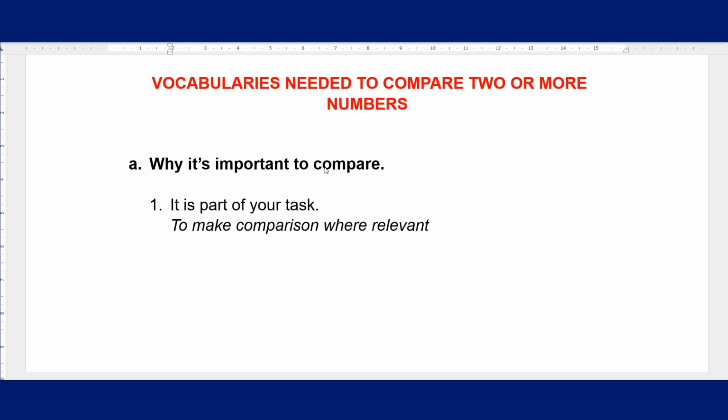So Task 1 is simply easier to write if you are able to use different kinds of language and different kinds of structures, which is important when you have more vocabulary, especially when it comes to comparison. If you can say the same thing in different ways, then it makes your writing easier. So now let's look at the different ways that we can compare these numbers.